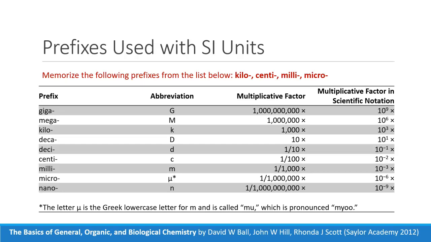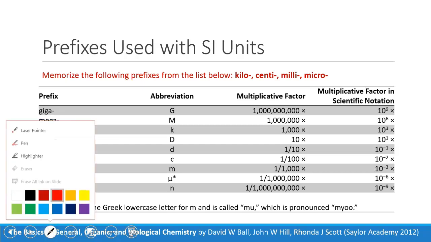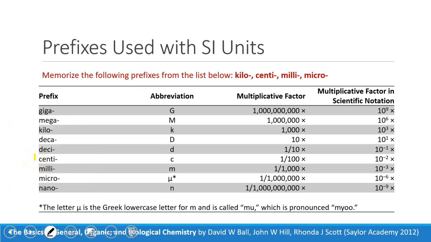So there are four prefixes that I do want you to key in on and memorize that are on this slide. Okay, and that is the kilo, the centi, the milli, and the micro. Okay, so do try to watch, especially the abbreviations as well. You will want to memorize those, and that's because these are the four that are used most in the healthcare system.